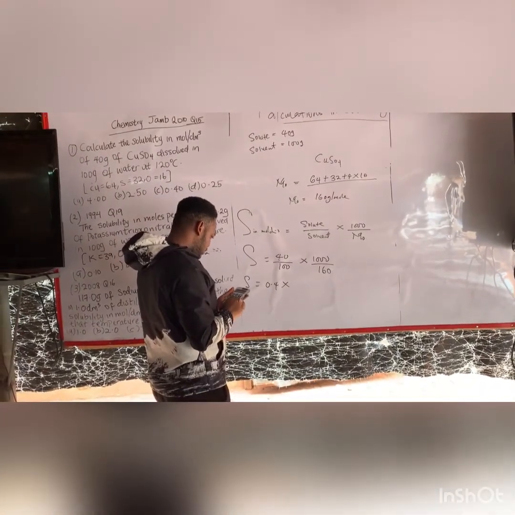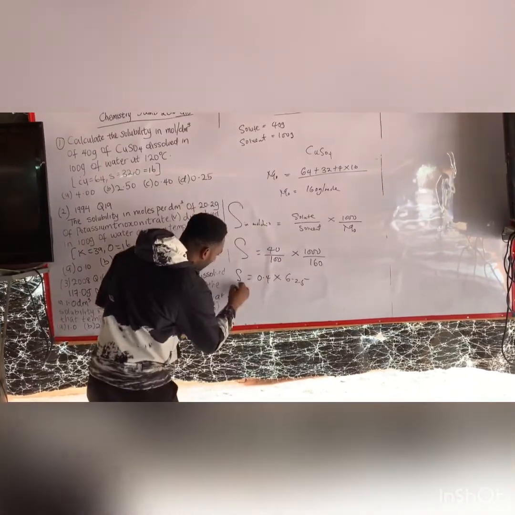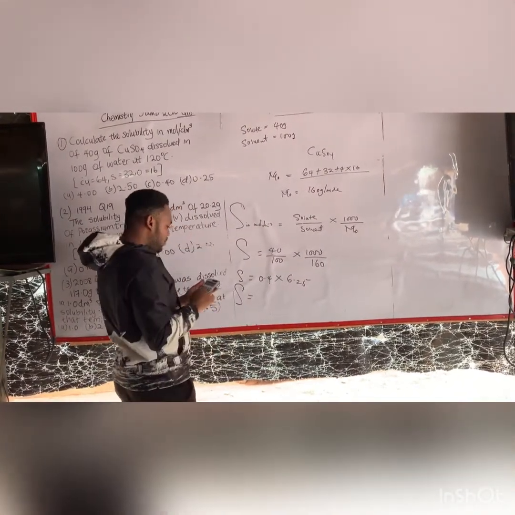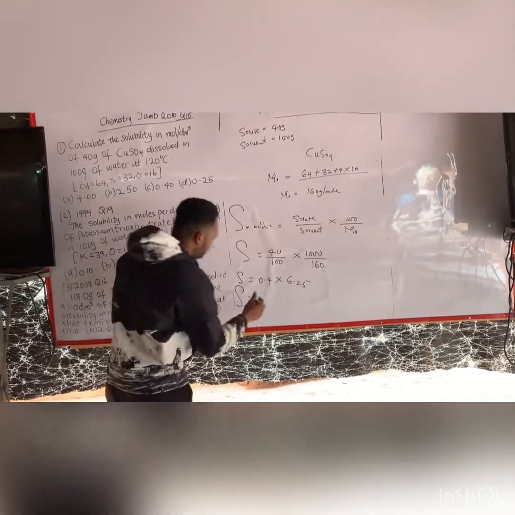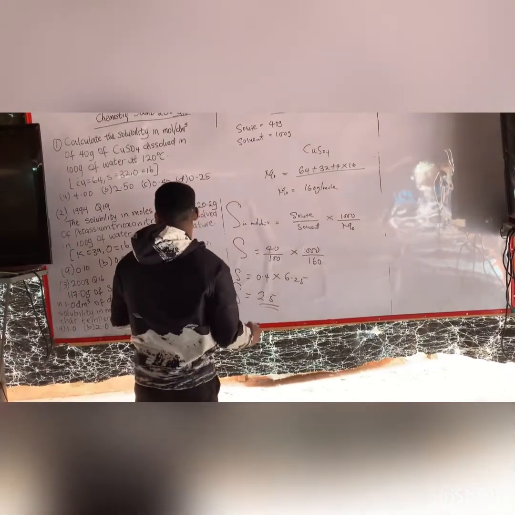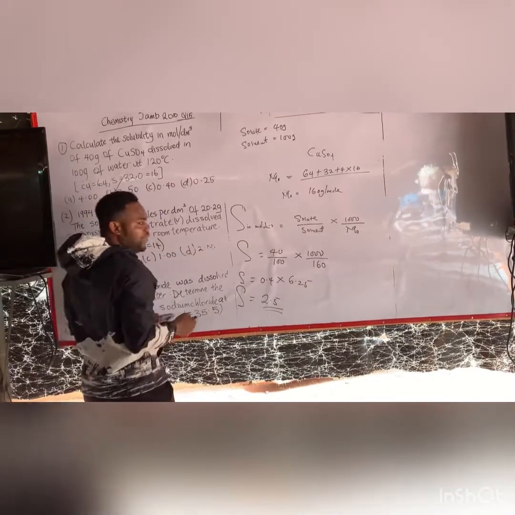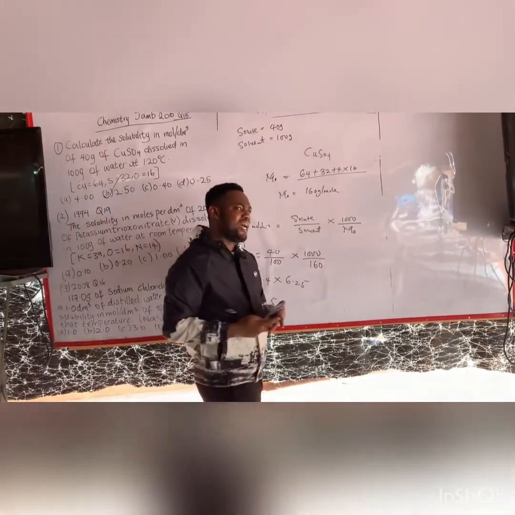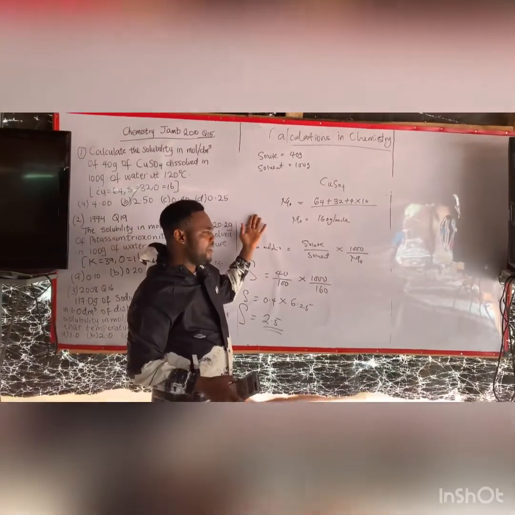160. That will give me 6.25. So that solubility will become, and that's 2.5. So the answer to this is 2.50. Clearly option B as our answer. So that formula works faster and is reliable.